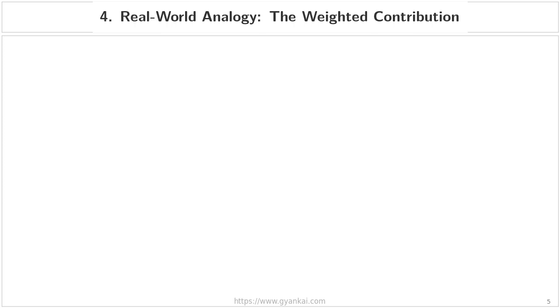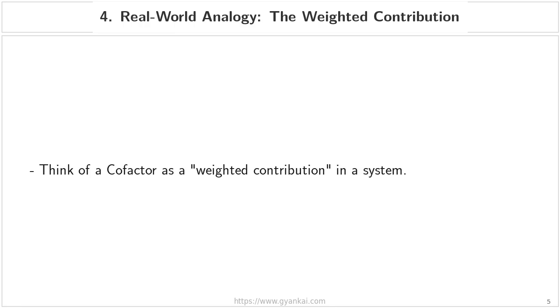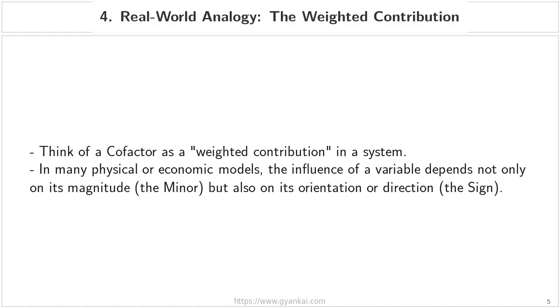4. Real-world analogy, the weighted contribution. Think of a cofactor not just as a calculation, but as a weighted contribution within a larger system. In many complex fields, like physics or economics, the impact of a single variable isn't just about its size or magnitude, which is what the minor represents. It also depends on its orientation or direction, which is represented by the sign.